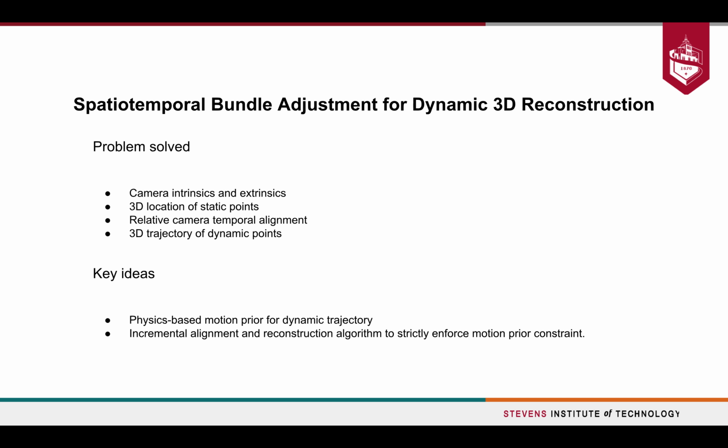Here is the second paper, called Spatio-Temporal Bundle Adjustment for Dynamic 3D Reconstruction. They are trying to jointly solve all the parameters: the 3D locations of static points, the relative temporal alignment, and the 3D trajectories of dynamic points. The main idea is to use some kind of physics-based motion prior for the dynamic trajectory, and they use an incremental method to reconstruct and optimize the alignment.